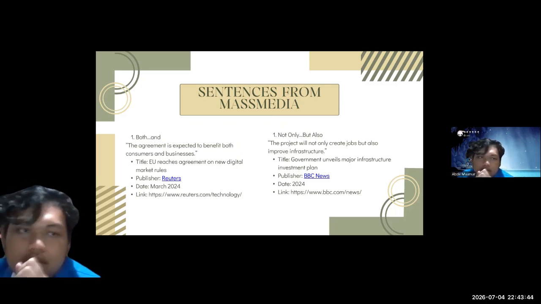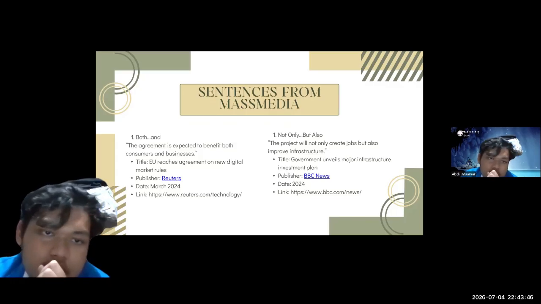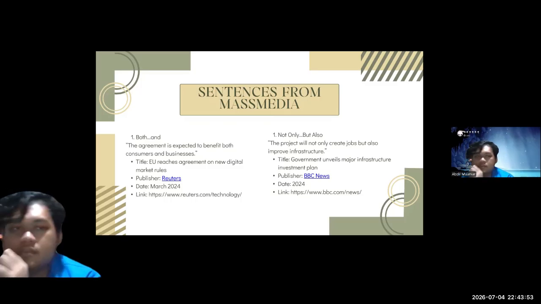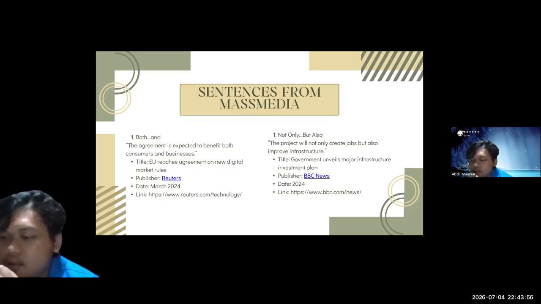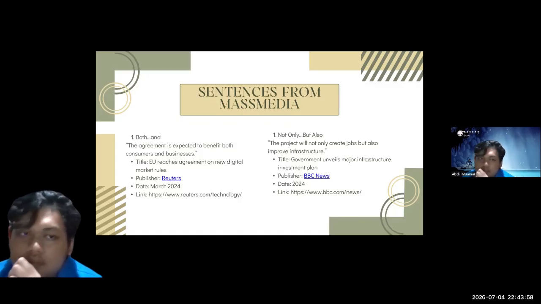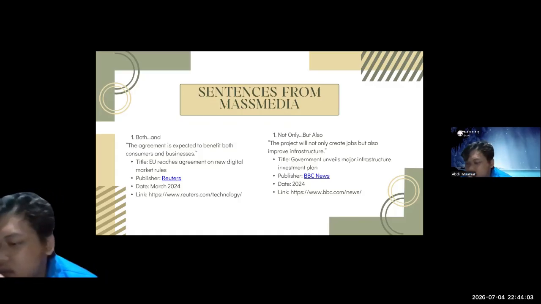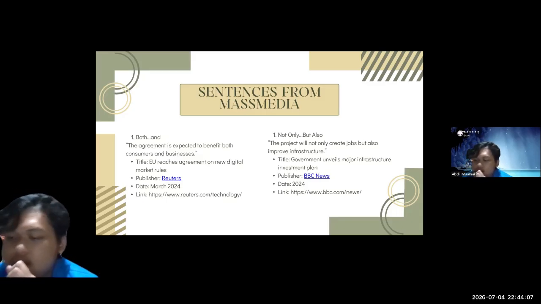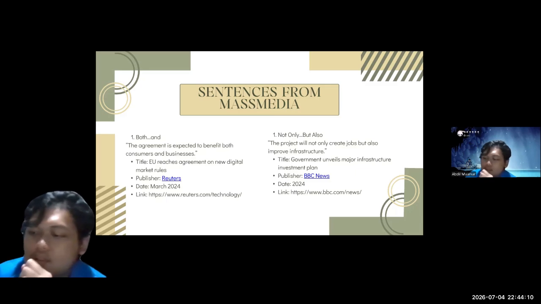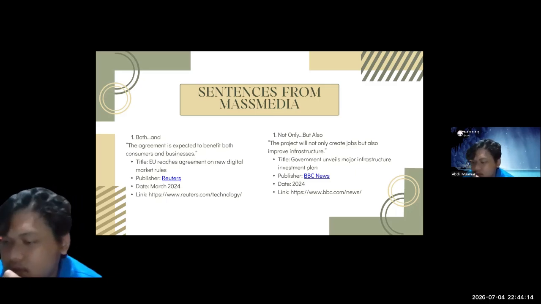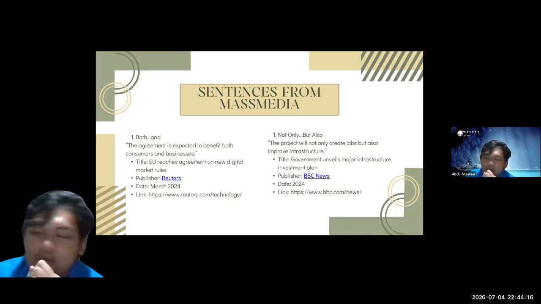Both and. The agreement is expected to benefit both consumer and business. The correlative conjunction is both and. The starter is both plus noun plus and plus noun. Function is add two entities that are expected to receive the same benefit. The meaning is the agreement is advantageous for both groups, not just one of them.